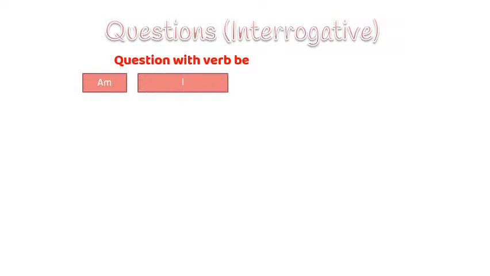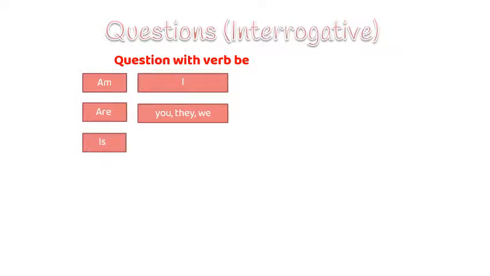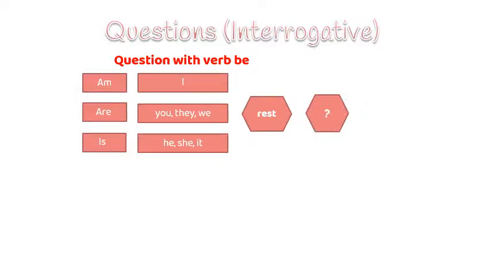Now, what about the questions when having the verb to be? How do I form the question when I have the verb to be in the sentence? Okay, so the verb to be is am, is, or are. So I start directly with am, then I write after it I. Or if I have are, I say are, we, they, or you. Is, she, he, or it. Then I write the rest of the sentence, then a question mark.